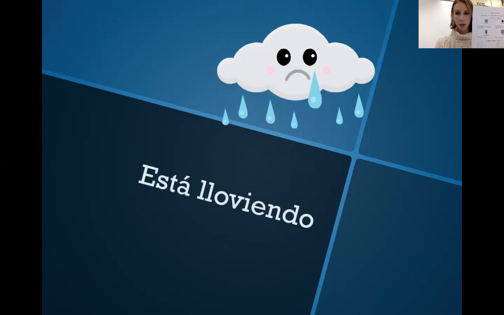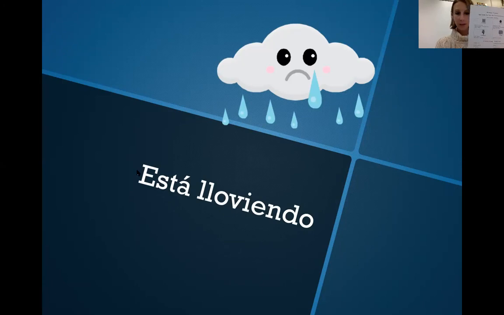Since we're talking about la primavera, the springtime, we have llueve. So on your paper, it says llueve. Looks kind of like the number, right? But llueve, because it has two L's, which make a Y sound, llueve, which means rainy.